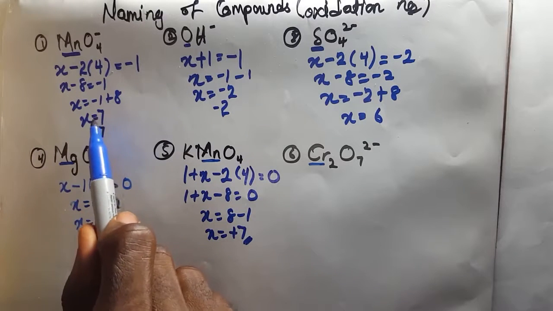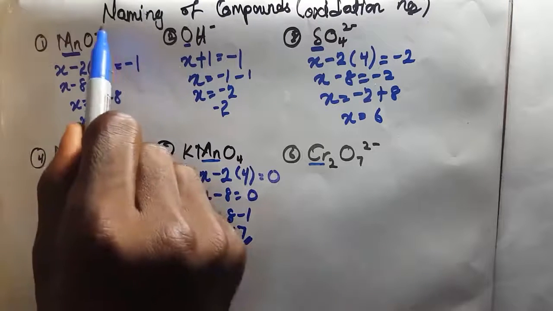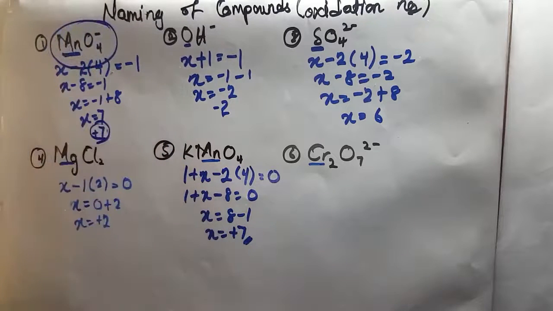Look at the first one I solved. You realize that this is positive 7. So this was what I was talking about. This is an oxo anion. And once you know the charge of the oxo anion, any compound you see it in has the same oxidation number, which is positive 7. And that's what you can see here as well. So take note of that.